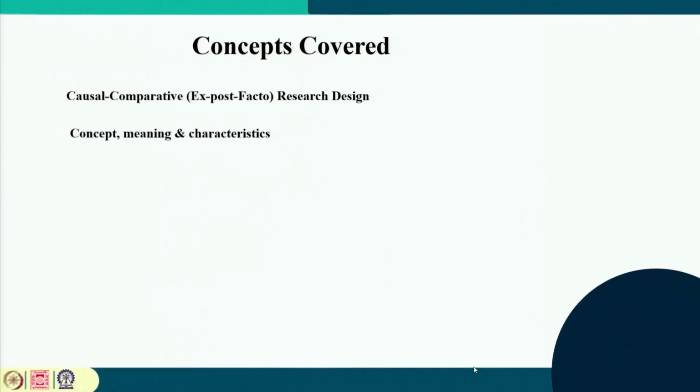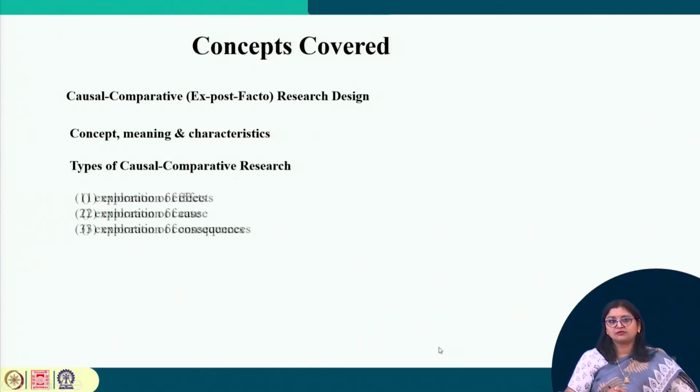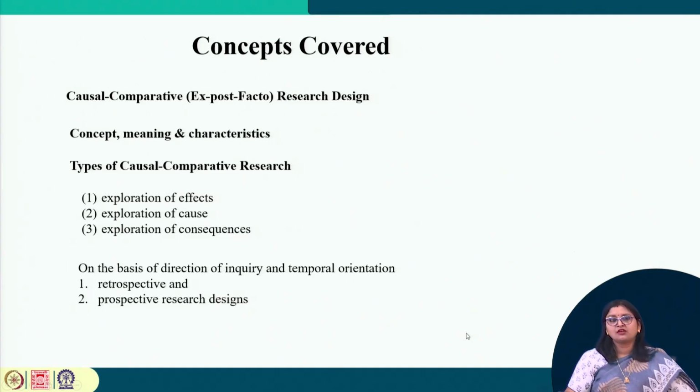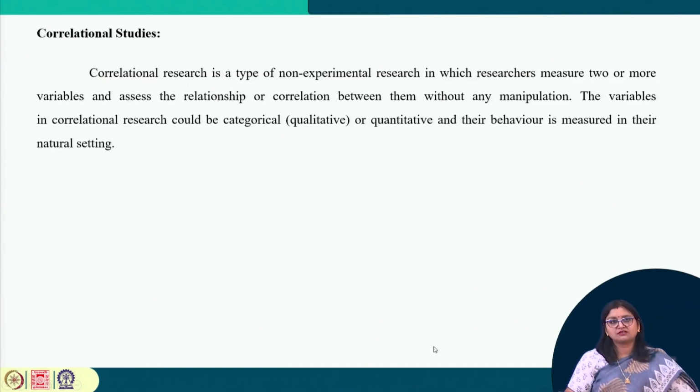Before going to the lecture, we will see the concepts covered. Earlier we had discussed the causal comparative ex-post-facto research design, its meaning, concept and characteristics. Also the types of causal comparative research were discussed, like exploration of effects, cause and consequences. Other types of causal comparative research were also discussed, retrospective and prospective research designs. Now we will talk about correlational studies.